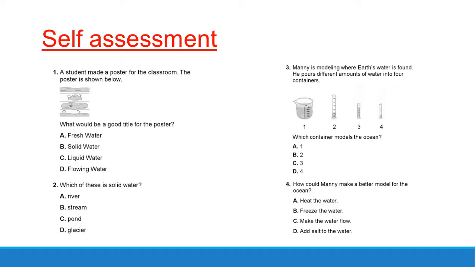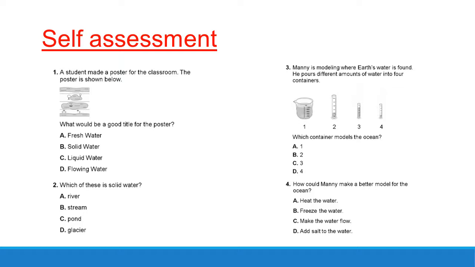Are they all fresh water? Are they all solid water? Are they all liquid water, or are they all flowing water? Flowing water means it moves like rivers and streams. Yes, the correct answer is C. They are all liquid water. So the best title for this poster is liquid water.